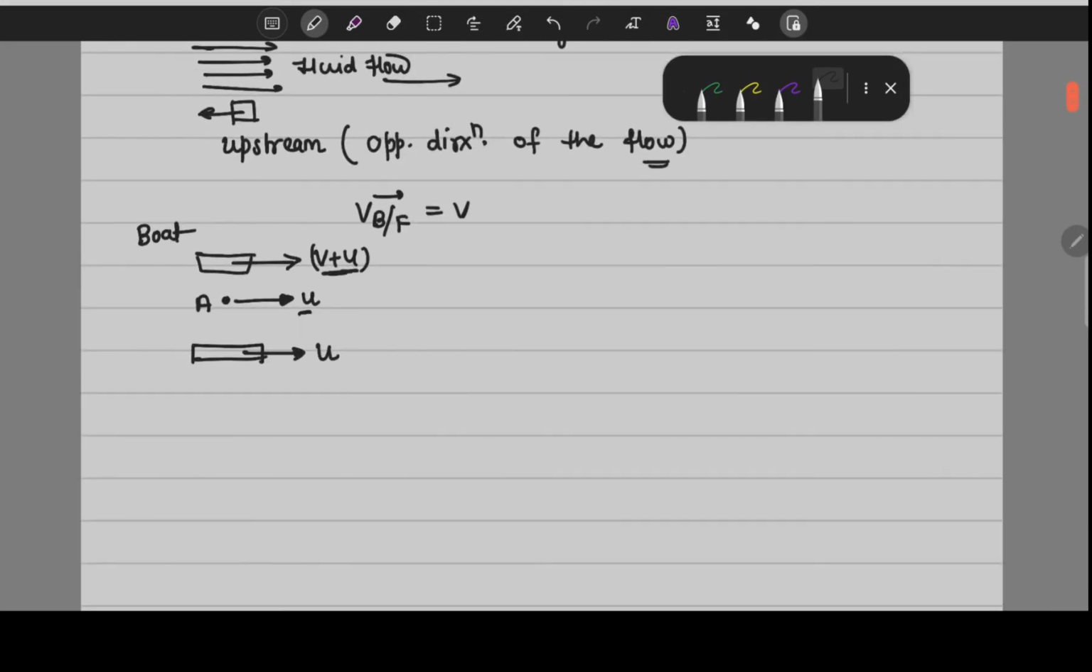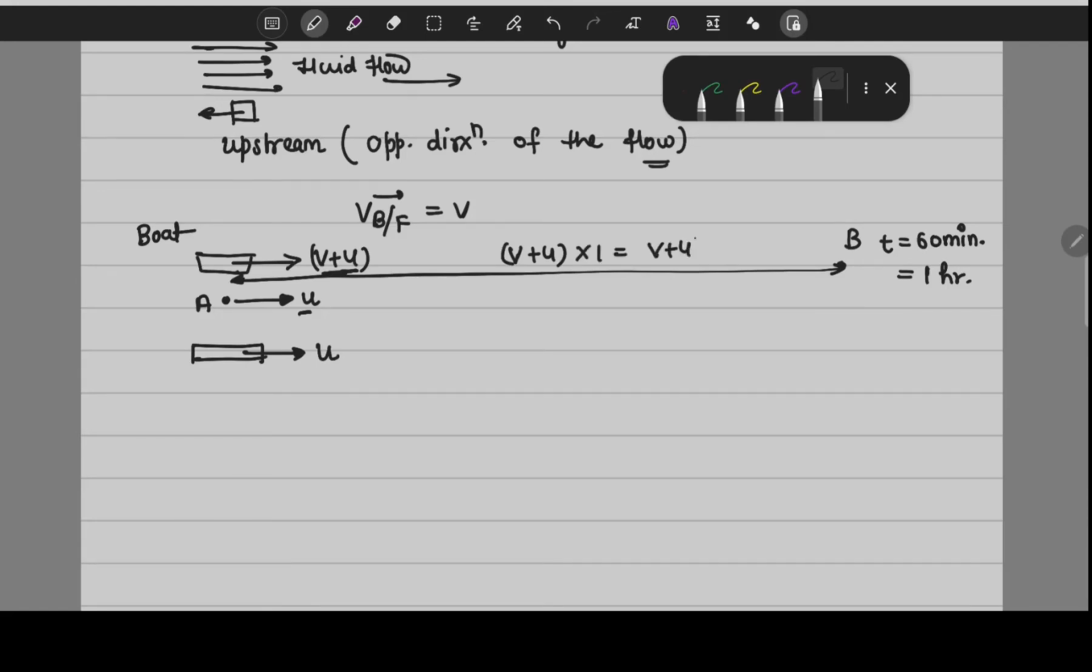Okay, so let us first see how much distance it has traveled in 60 minutes. So let us say the boat has reached from here to this particular point. Let's say this is the point B. So it has reached till here, and it is at t equal to 60 minutes, or we can say t equal to 1 hour. What is the distance traveled by this particular boat till here? This is very easy for us. Like velocity into time, that is nothing but v plus u.